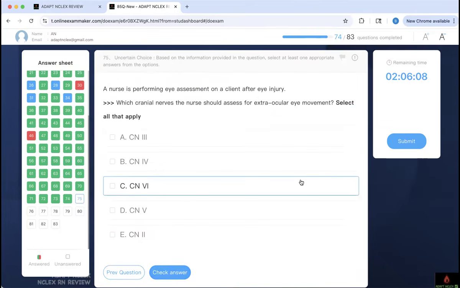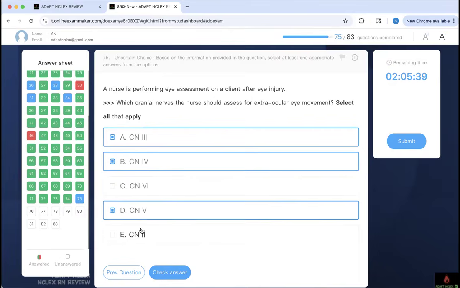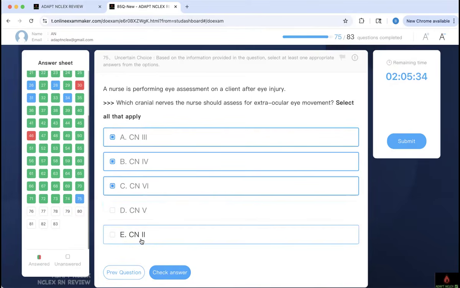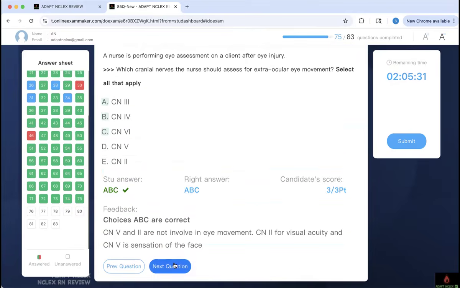75. Neuro, and this is performing eye exams on a client with an eye injury. Which cranial nerve should be assessed for extraocular eye movement? Which nerves? 3, 4, 6, 5, and 2. This is straightforward neuro movement, extraocular eye movement. What do you think? The answer choice? 3, 4, and 6. Therefore, 3, 4, and 6 are your right answer. 5 is trigeminal neuralgia, and 2 is just vision, the optic nerve.